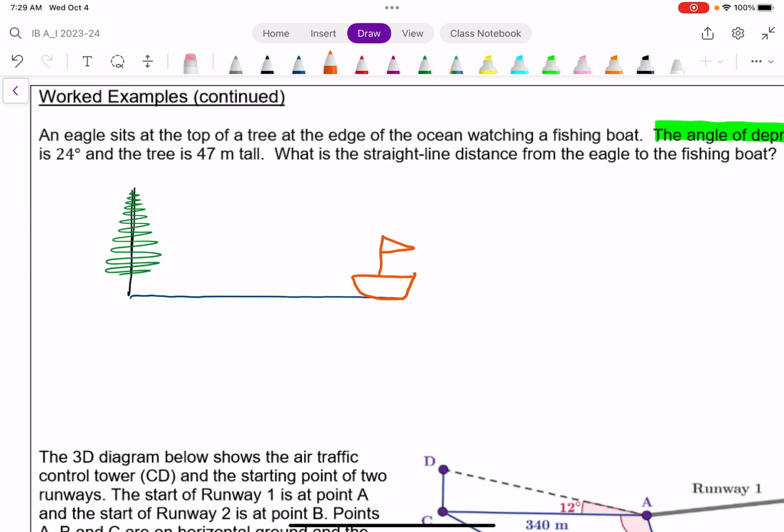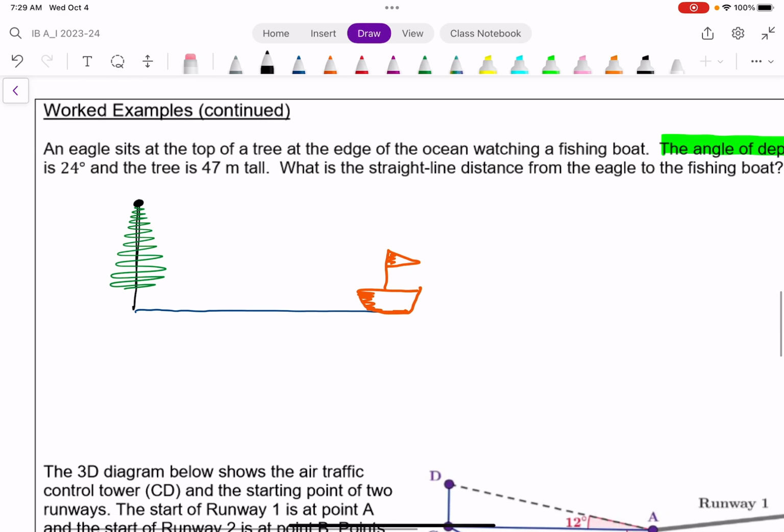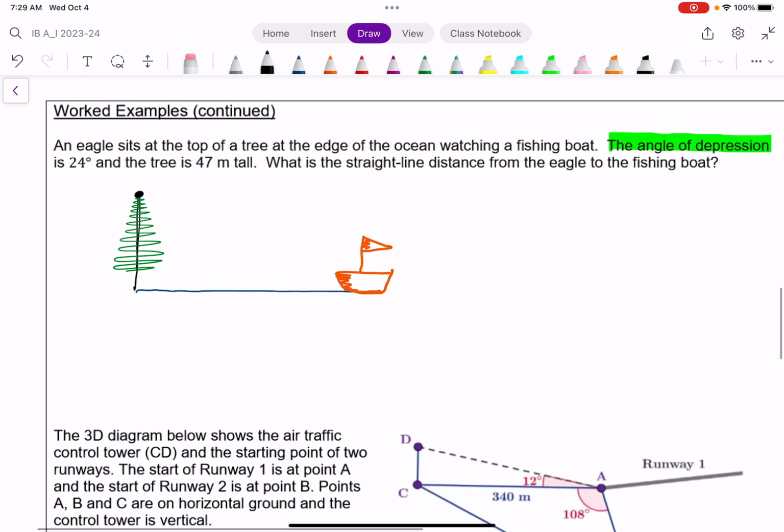That's a nice looking boat. And can't forget my eagle. There's my eagle. It's that dot. Okay. So it says the eagle sits at the top of a tree watching a fishing boat. The angle of depression is 24 degrees. So what does that mean?